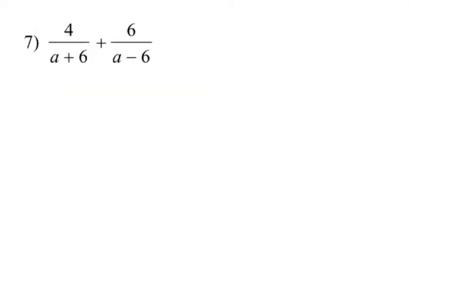All right, so now let's look at 7, okay? We have uncommon denominators again, so the first thing we need to think about is our common denominators. Our common denominators are going to be a plus 6 times a minus 6. And remember, we want to keep it factored.